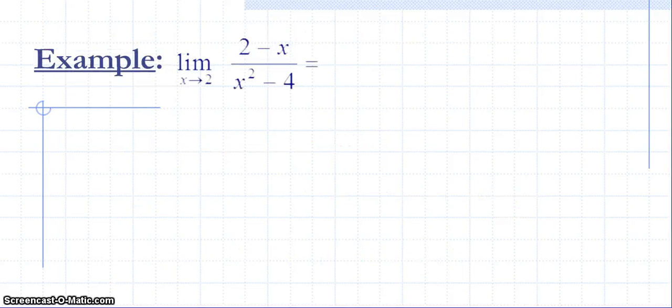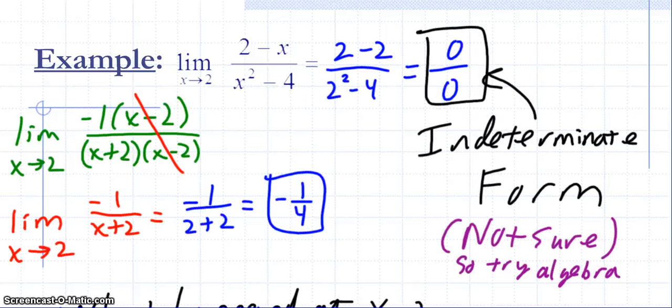Alright, next one. Evaluate the limit as x goes to 2 of 2 minus x over x squared minus 4. Pause the video, unpause when you're ready to check your work. Alright, so the answer here is negative 1/4, but let's see how we get that. So if we first try direct substitution, we end up with 0 divided by 0. This is what we call an indeterminate form. It means that we're not sure what the limit is, but we can maybe do some more work to find it still. So we're going to try some algebra.